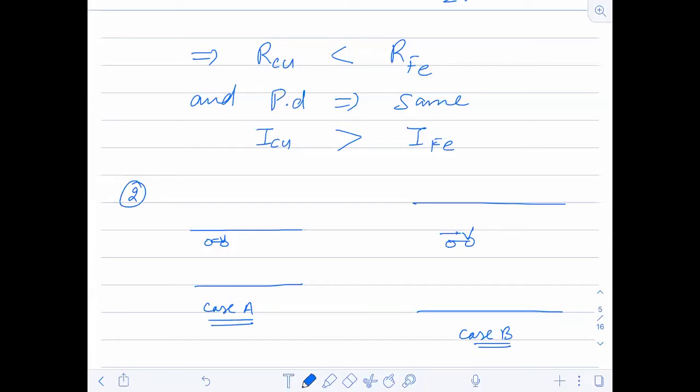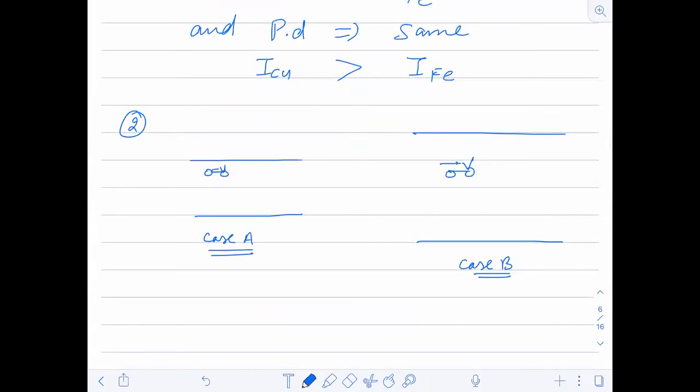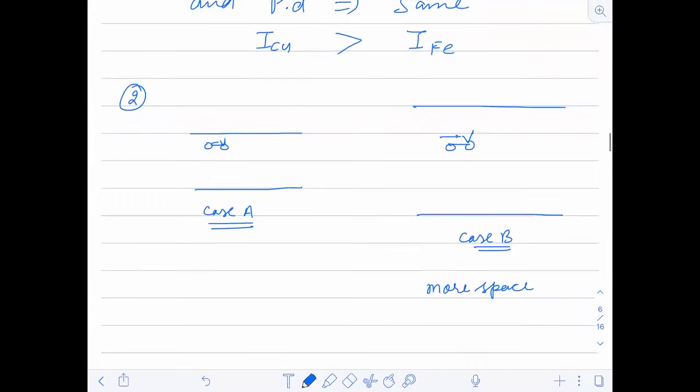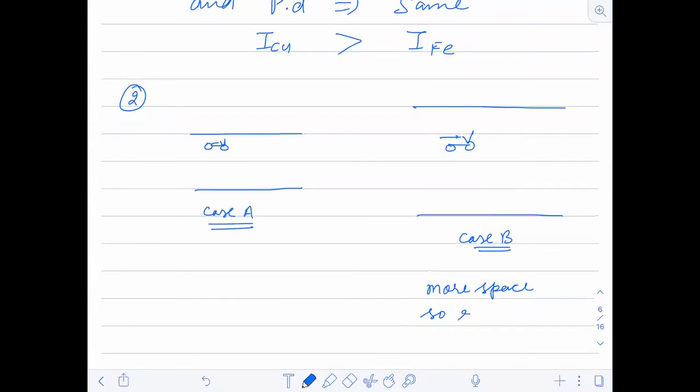Okay, can I say more space, so less resistance? So less resistance for me. Here I can say less space, hence more resistance. Do you understand this point?